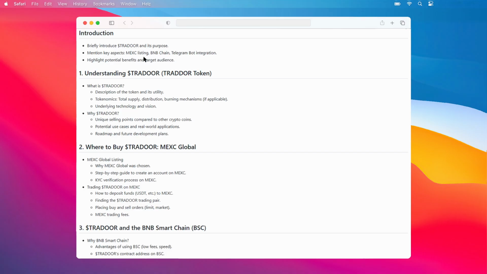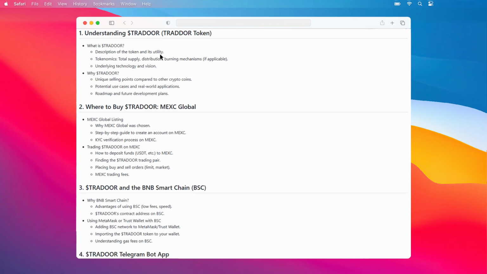Let's begin by understanding Tradoor. This involves looking at the token's description and its intended utility, along with the tokenomics, including the total supply, distribution model, and any burning mechanisms that might be in place. We'll also touch on the underlying technology and the overall vision behind the project, as well as the unique selling points that differentiate it from other cryptocurrencies, exploring its potential use cases, real-world applications, the roadmap, and any future development plans.